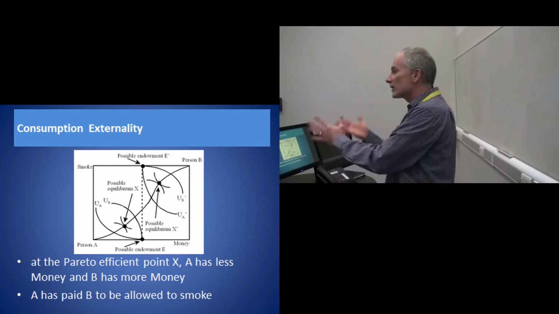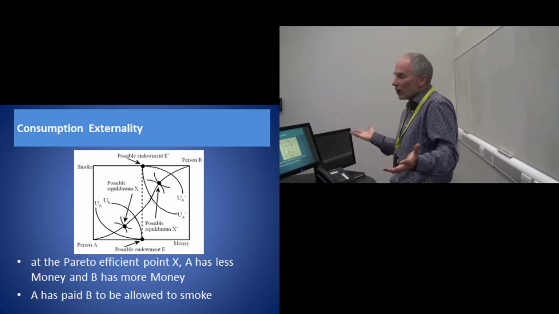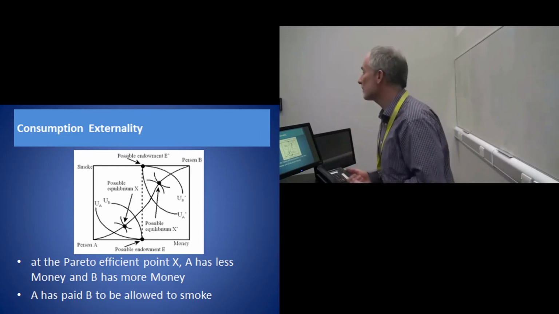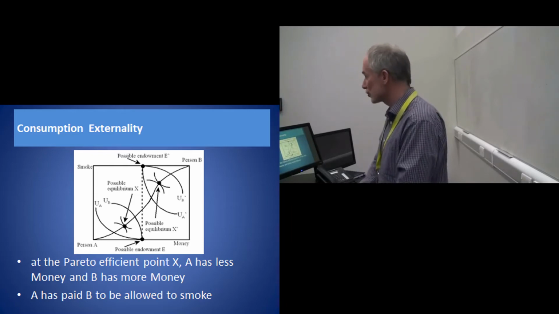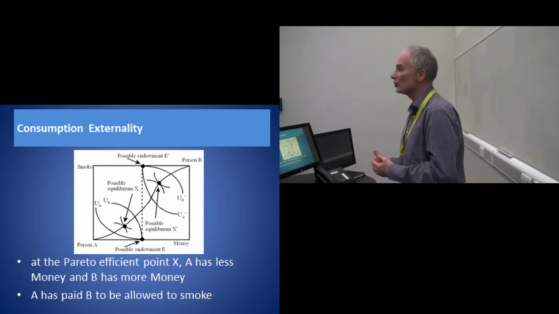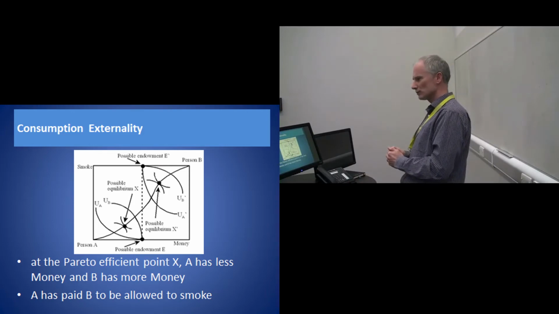Now if we identified an outcome where the indifference curves weren't tangential, we know that our roommates wouldn't be happy to stay there. There would still be potential to trade. And they'd continue to do this until we arrived at a Pareto efficient point such as X.